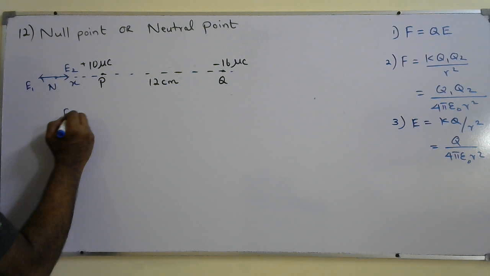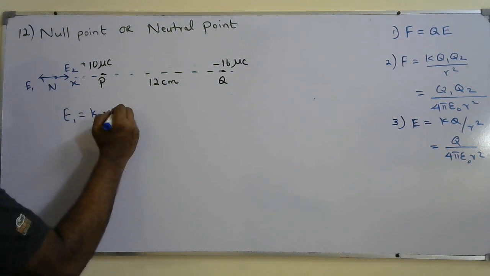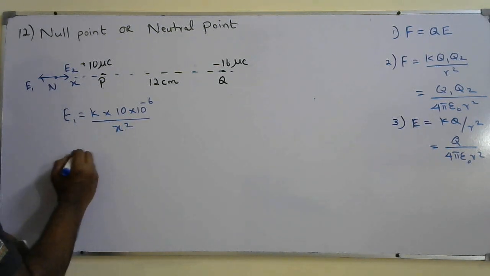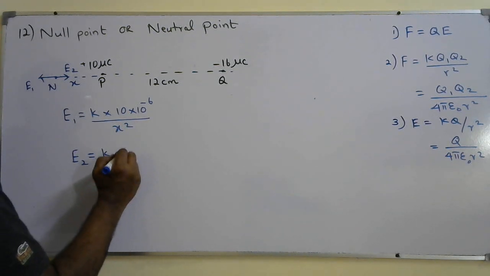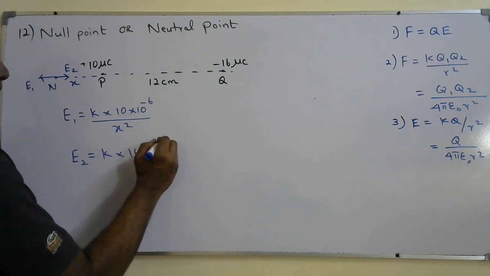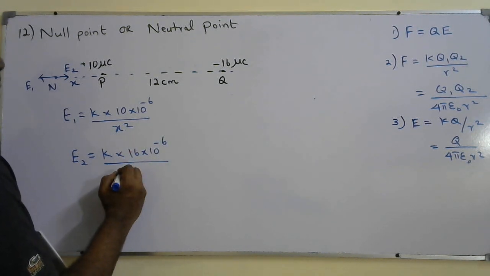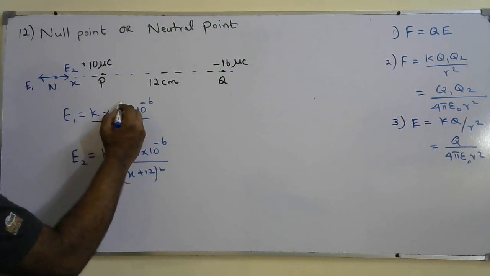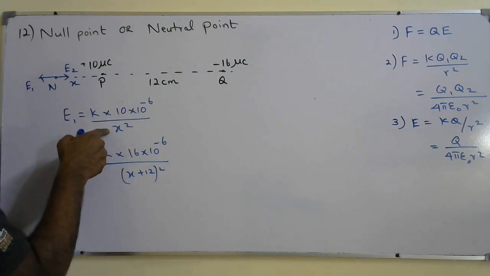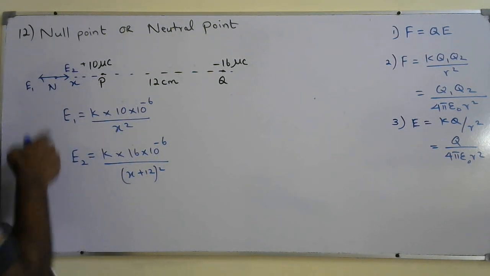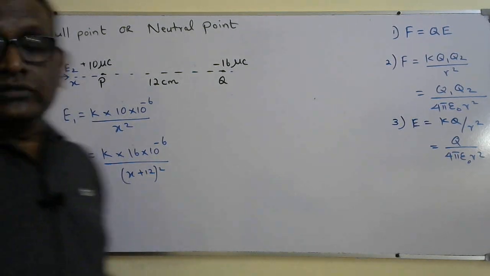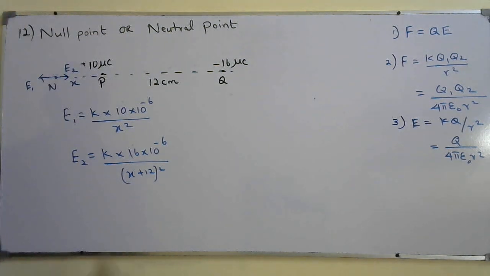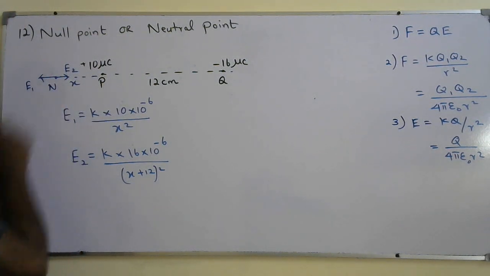Yes, we'll see, because E1 is equal to K into 10 to the power minus 6 over x squared. E2 is equal to K into 16 into 10 to the power minus 6 over (x plus 12) squared. Yes, here there can be, because here the numerator is smaller than this one, and the denominator is also smaller than this one. So E1 can be equal to E2. They are in opposite direction, so they could cancel each other. So the null point is on the left side of P at a distance x.